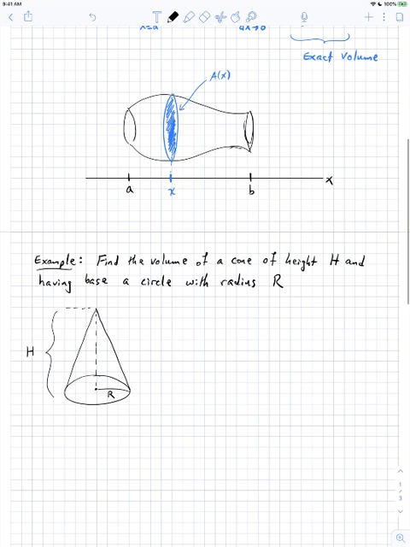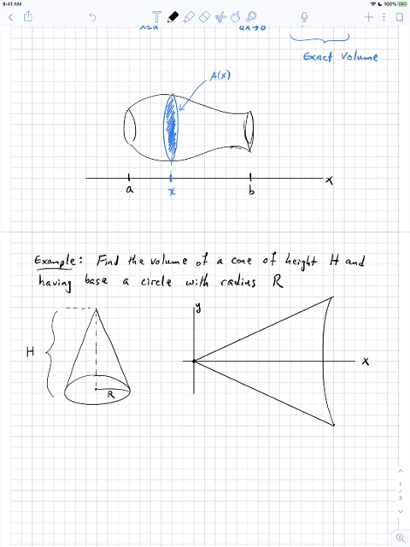Well, we can imagine drawing an x-axis like that. And let's imagine that the point of the vertex of our cone is at, say, the origin. So let's draw a y-axis here. And we're going to lay the cone down like this. And let's draw the other side in like so. And now this is a cone. So let's pretend that this is a circle at the base of the cone.